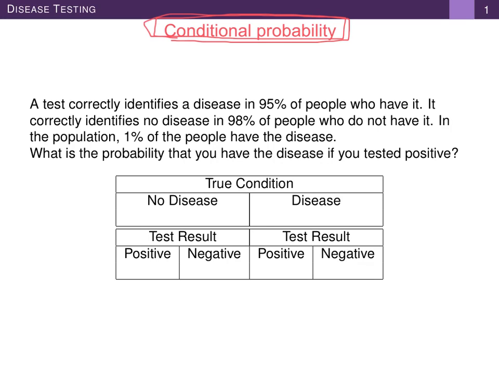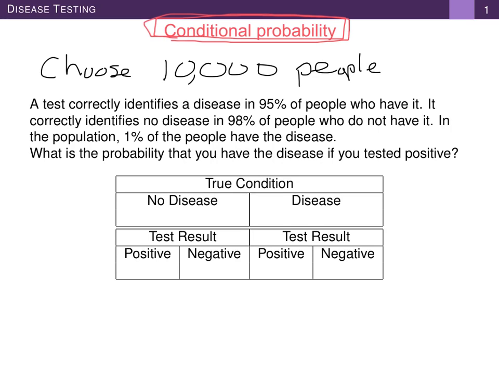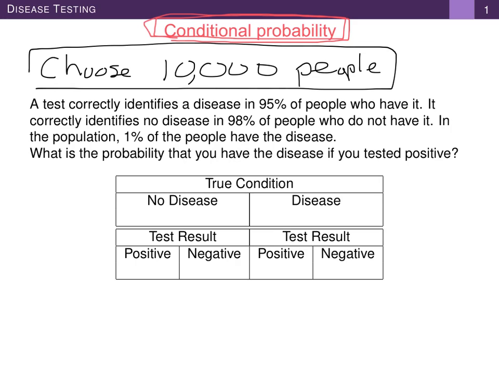So the first technique that I'm going to talk about is we're just going to choose a certain number of people and actually turn all these percentages into numbers. So I'm going to choose 10,000 people. It's somewhat of an arbitrary choice, but this choice turns out to give me nice whole numbers in the end. If we start applying these probabilities to it, we can start filling in the table down here, where we say whether or not you have the disease, and whether or not the test was positive or negative. So let's get rolling here.